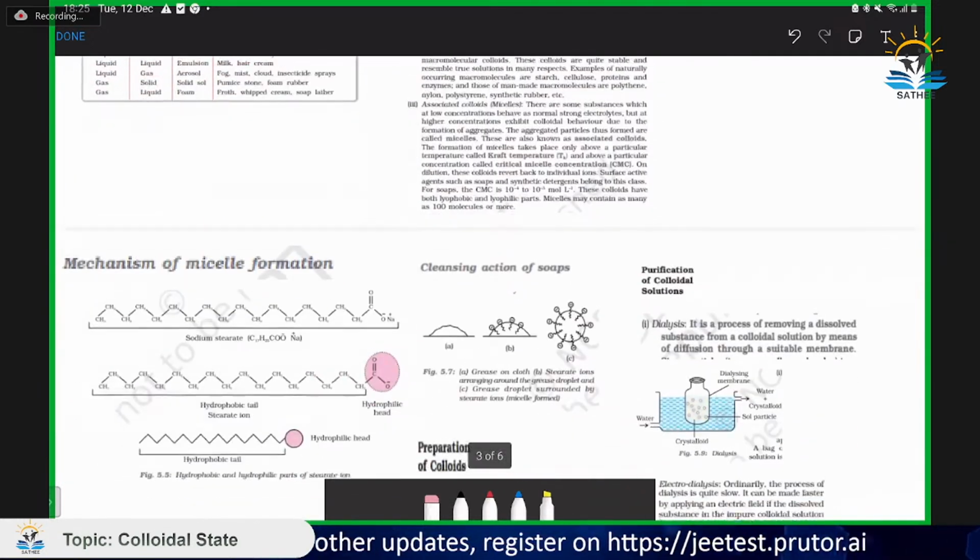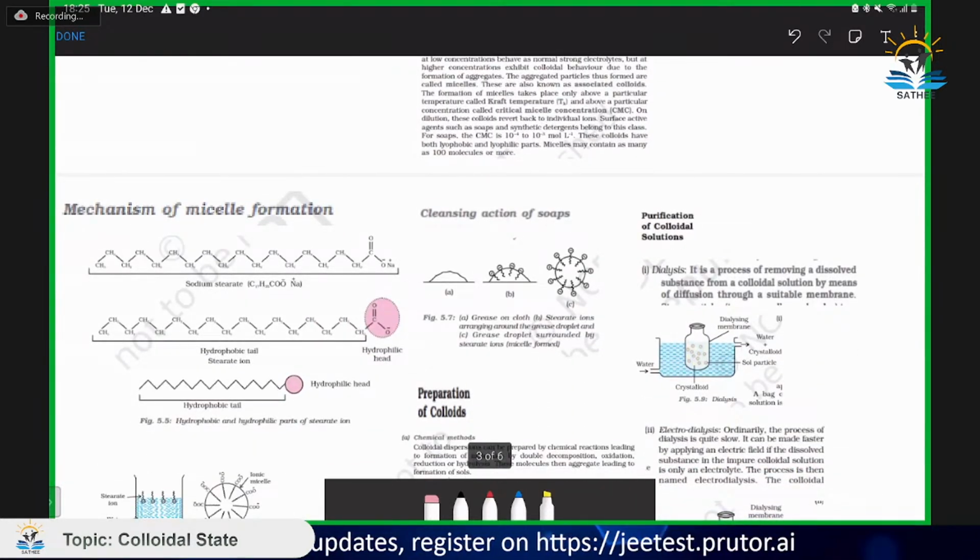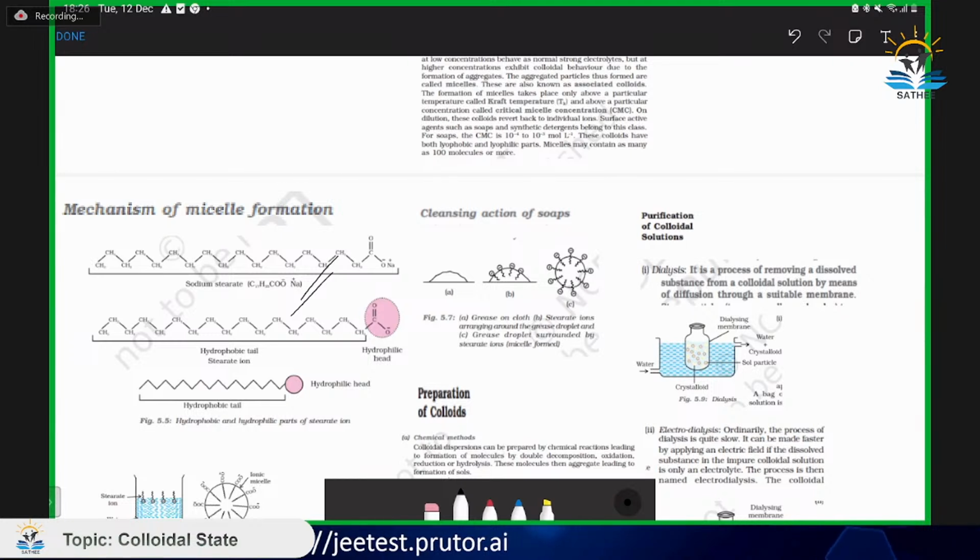And formation of micelles. This is the formation of a soap micelle. This molecule is a sodium stearate soap molecule, one of these soap molecules. A soap molecule has two parts, a hydrophobic tail and a hydrophilic head. The hydrophilic head likes water, the hydrophobic tail hates water.